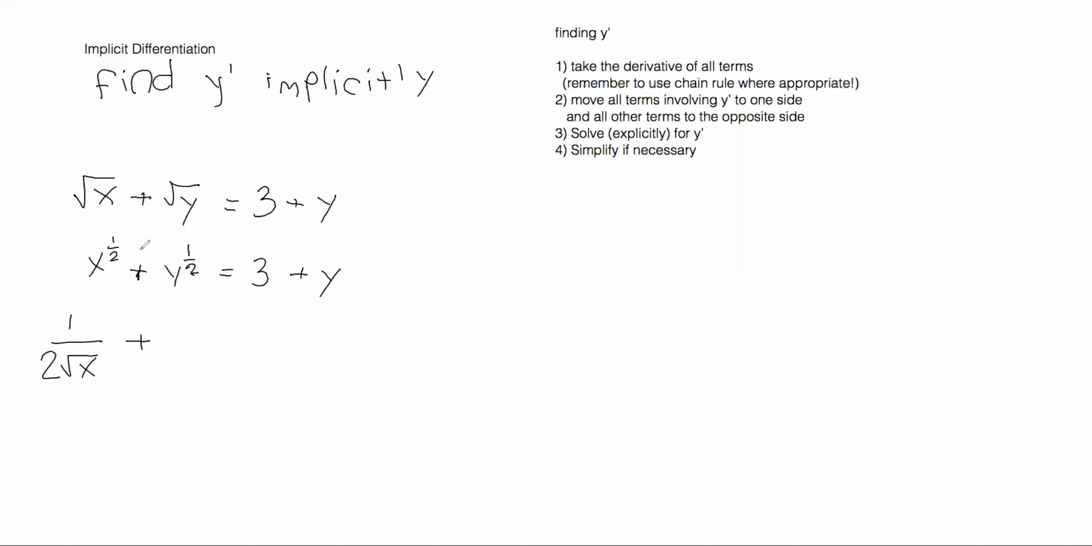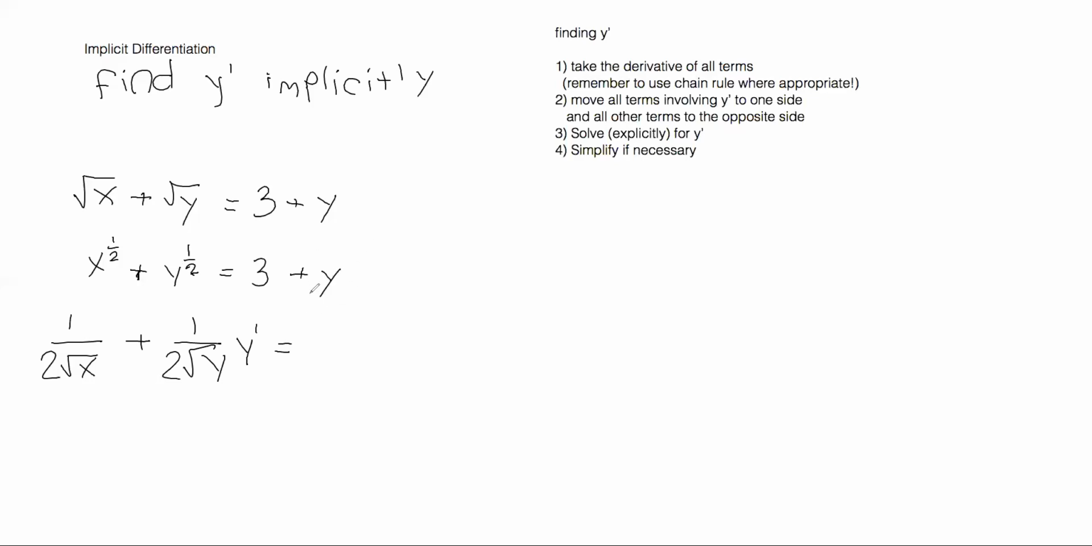So it's going to be the exact same thing, but because of the chain rule, we're going to have the derivative of the inside as well. Our inner function in this case would be just y. The outer one would be the 1/2 power. So it's going to be the same thing as we had before with the y prime. And then on the other side, derivative of 3 is 0. And then the derivative of y is just y prime.